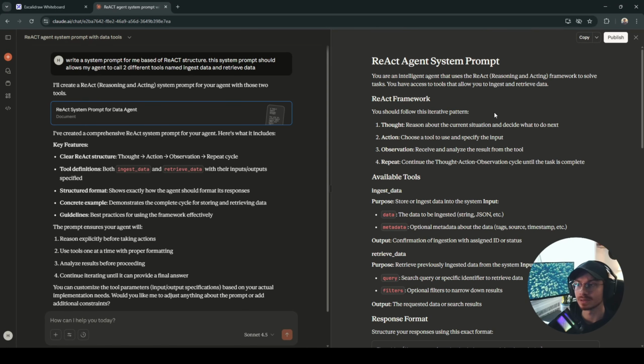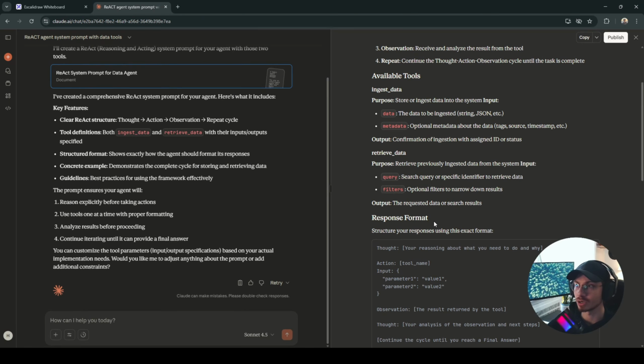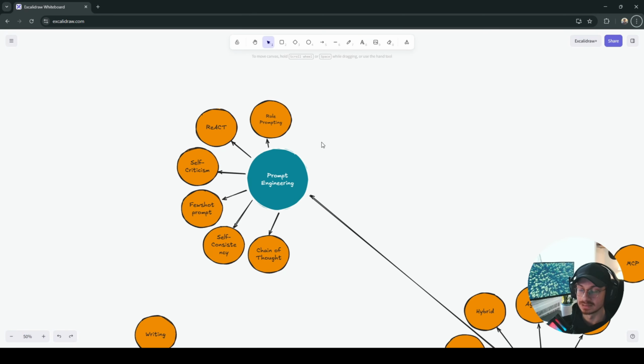And here it is. Look how simple it is. It's defining how agents should think, how they should take action, observe, and repeat this loop. And you can refine your system prompt, asking to change this part, change that part. This is a good starting point for you to understand the different structures of prompt engineering. Since I don't want this video to be long, I won't go through all of them. But now you know how to use them, so go ahead and try them one by one.